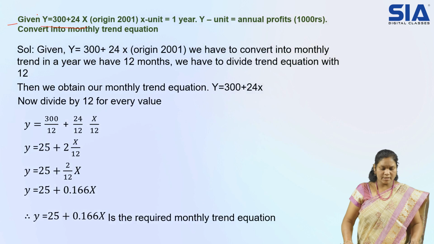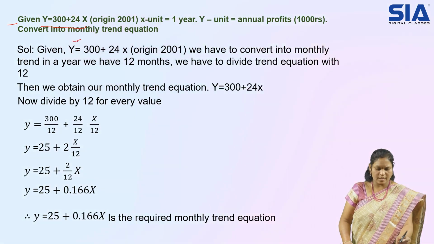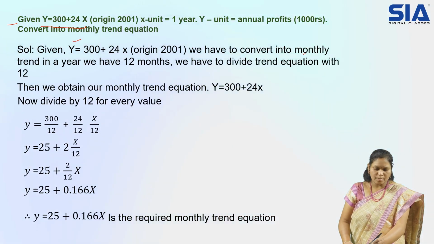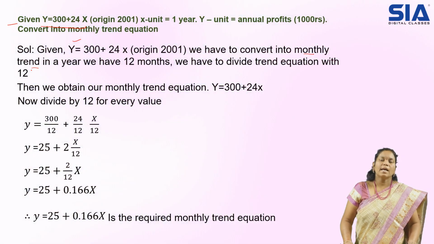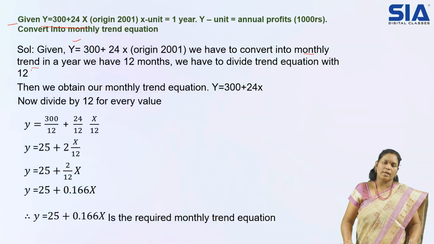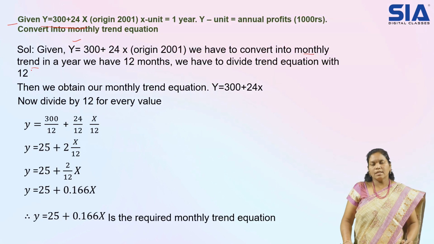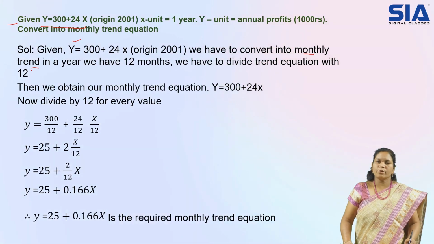So what we have done here, check it out. The given equation I have considered again, then I have to convert that into monthly trend. To convert the equation we got, we simply have to divide the entire equation by 12. Why? Because in a year we have 12 months. So monthly data conversion will be done if you divide by 12. Every month will be considered, from January to December, 12 months. So simply divide the given equation by 12 and you'll get your answers.